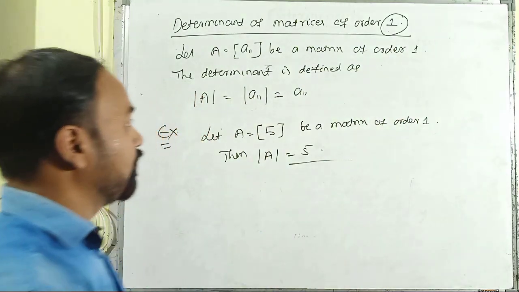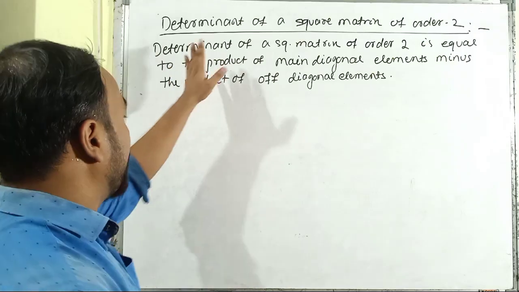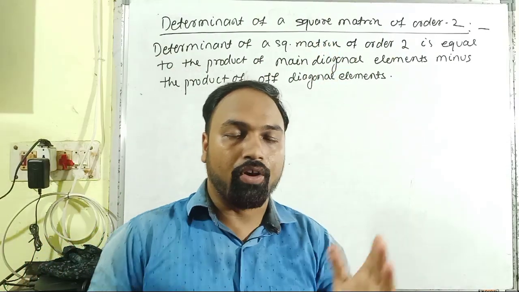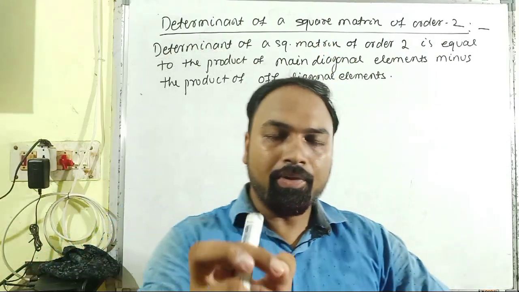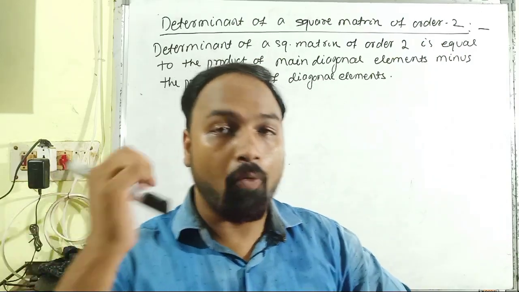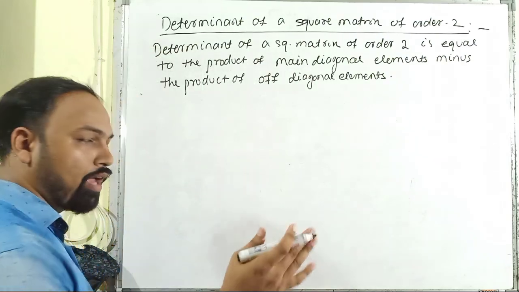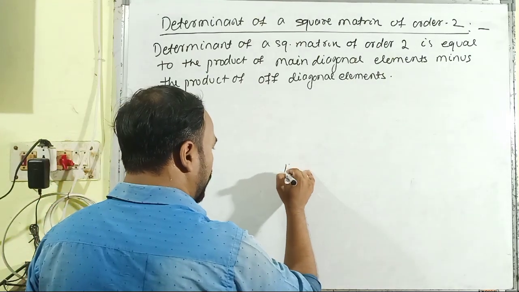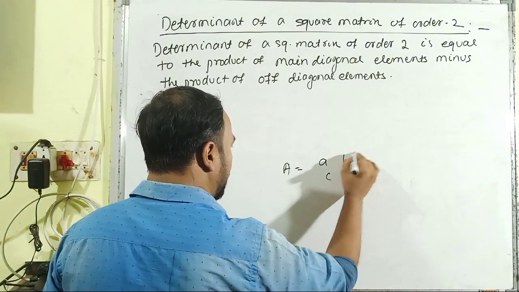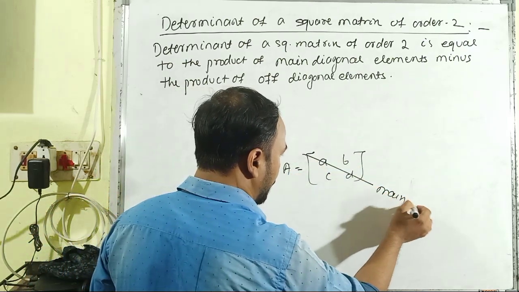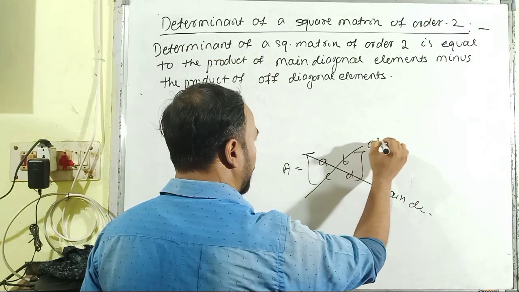Then let us go through the determinant of matrices of order 2. Let us find the value of the determinant of a square matrix of order 2. Its determinant will be the product of the main diagonal elements minus the product of the off diagonal elements. Let us elaborate main diagonal and off diagonal, because we have already studied them in the topic of matrices. Suppose a matrix is given in the form A, B, C, D and it is of order 2. You can see that this is the main diagonal and this is the off diagonal.